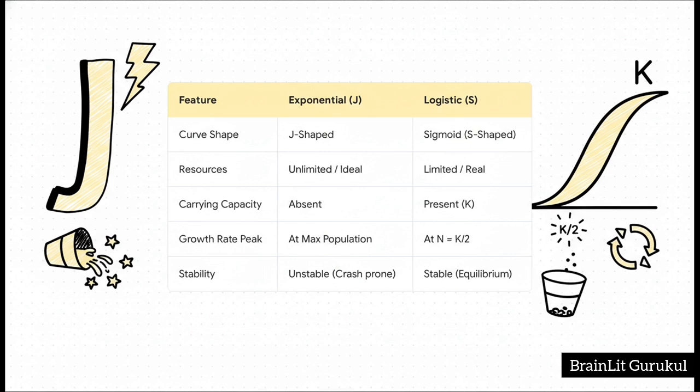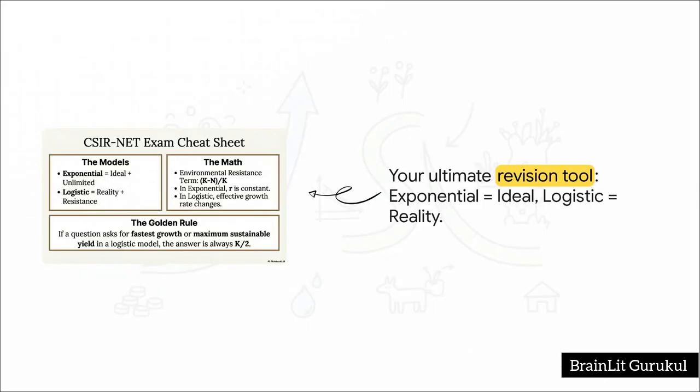This table right here is your ultimate quick glance guide. And if you want it even simpler, here it is, your ultimate revision tool, the CSIR-NET cheat sheet. For the models, it's easy. Exponential is the ideal world, logistic is the real world. For the math, just remember it's all about that environmental resistance brake pedal. And that golden rule, if you see any question asking about fastest growth or maximum sustainable yield, your brain should immediately scream K divided by 2.